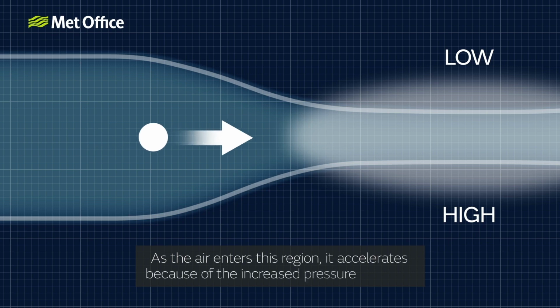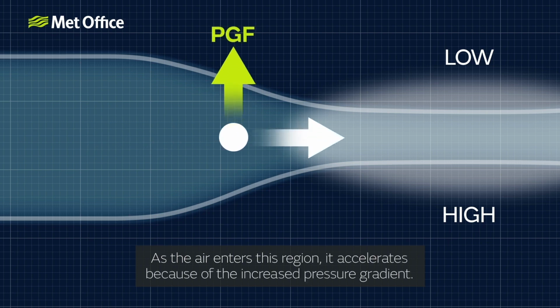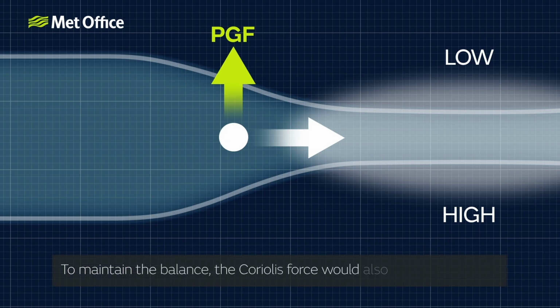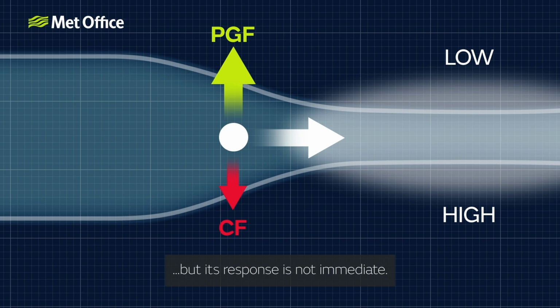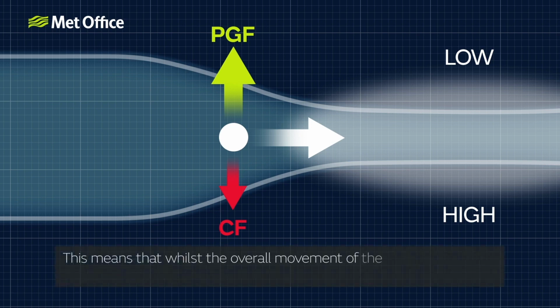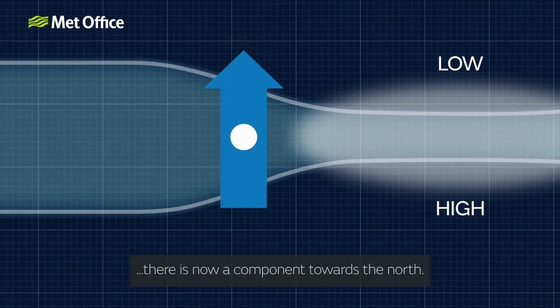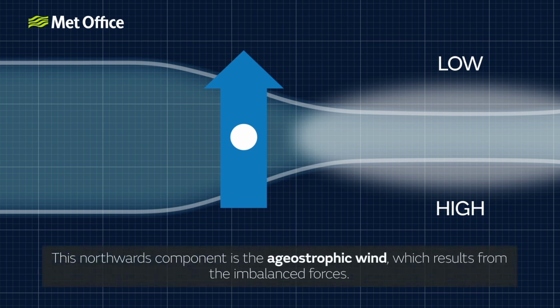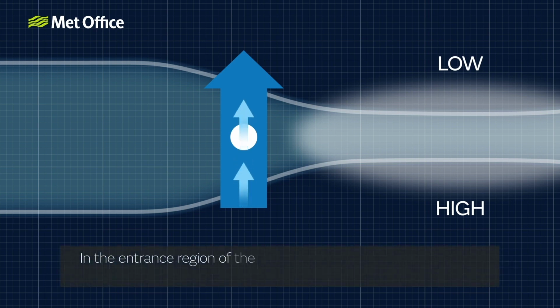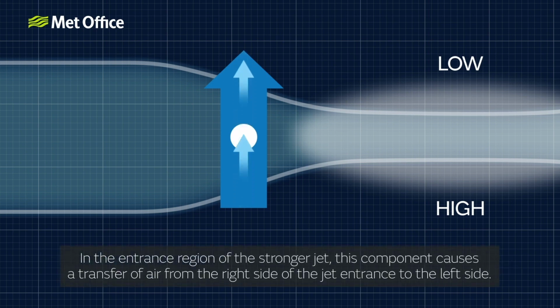As the air enters this region, it accelerates because of the increased pressure gradient. To maintain the balance, the Coriolis force would also have to increase, but its response is not immediate. This means that whilst the overall movement of the air through the jet stream is still eastward, there is now a component towards the north. This northwards component is the ageostrophic wind, which results from the imbalanced forces. In the entrance region of the stronger jet, this component causes a transfer of air from the right side of the jet entrance to the left side.